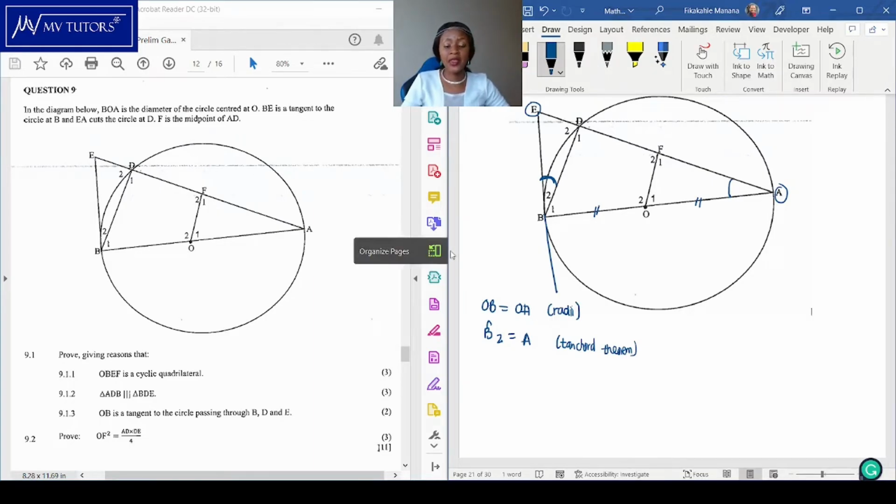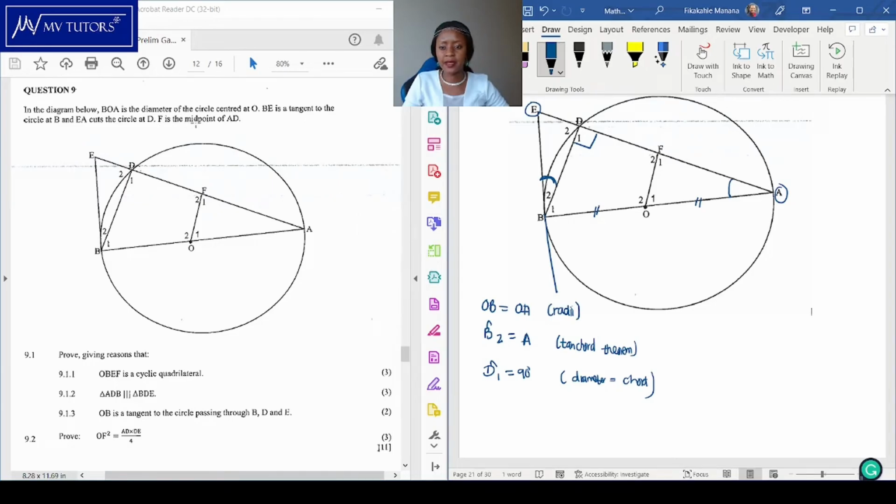Another thing about the diameter, guys: if you have a chord that's a diameter, you know that the angle it subtends is 90 degrees. So I know that D1 is equal to 90 degrees. Why? Well, the diameter is the chord. If you want to expand on that, you just say the angle subtended by a diameter is 90 degrees.